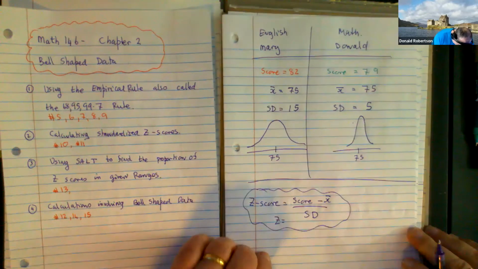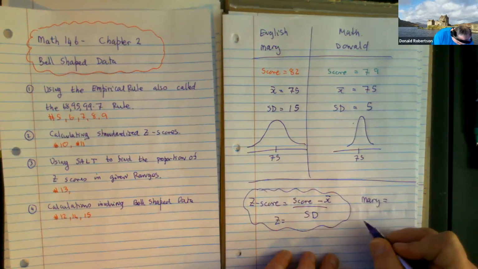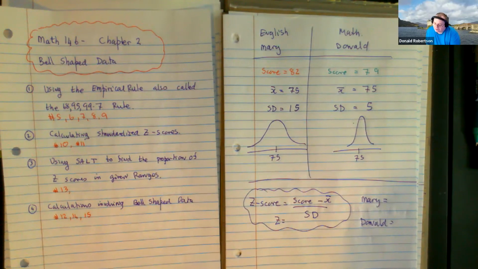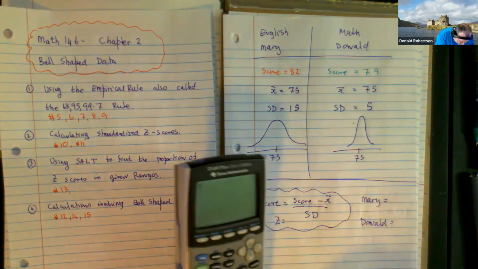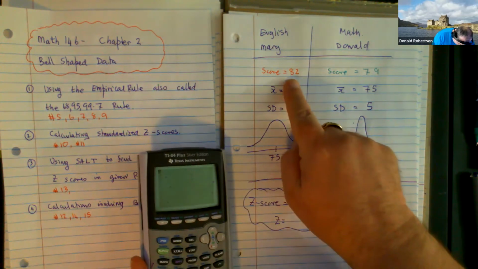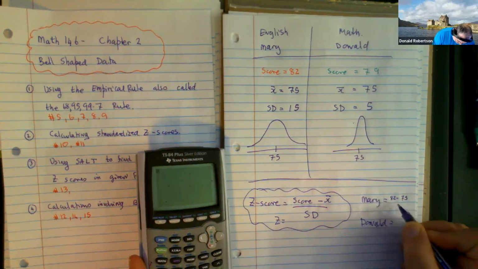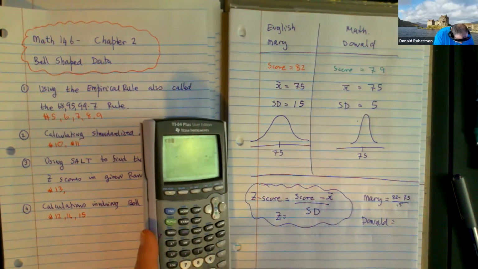So let's check them out. I'm going to get the Z-score for Mary, and then I'm going to calculate the Z-score for Donald. And whoever gets the biggest Z-score is the person who really did the best, right? So that's going to be the winner, the person with the larger of the two Z-scores. So here goes. Let's do Mary first. So it's going to be 82, take away the average, which is 75, divided by 15. So put a little bracket around it so we get the order of calculations right.